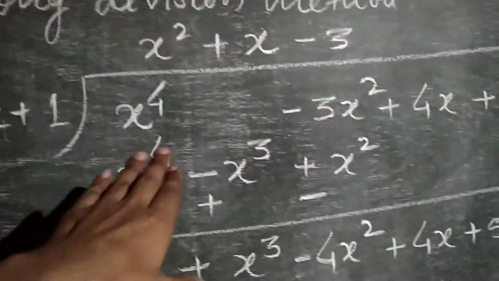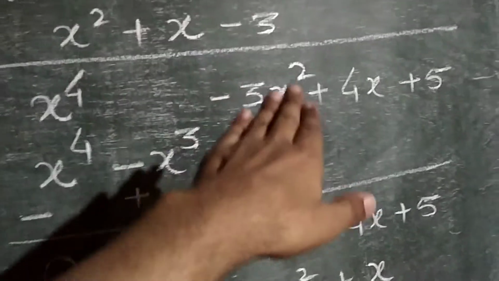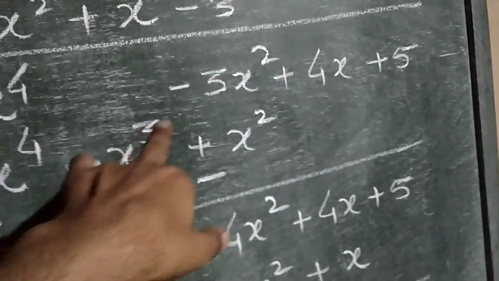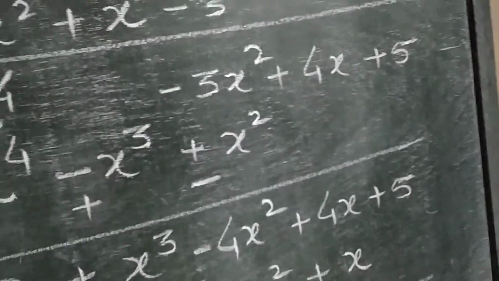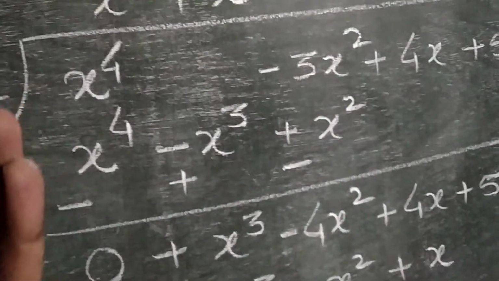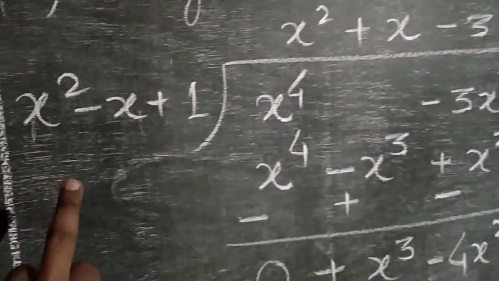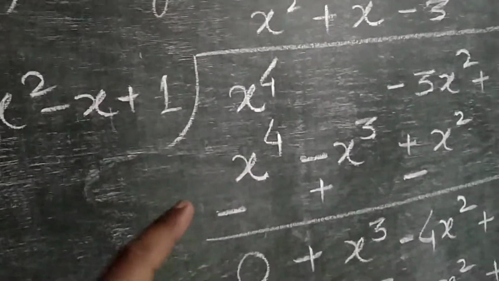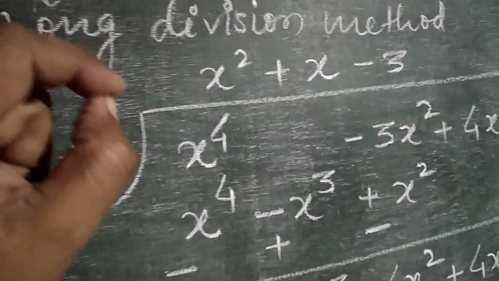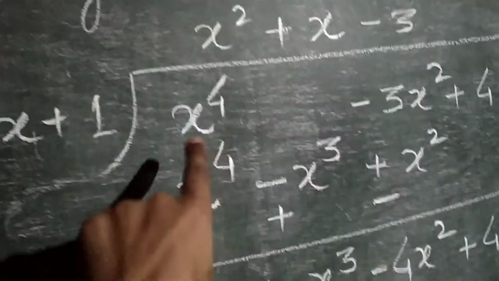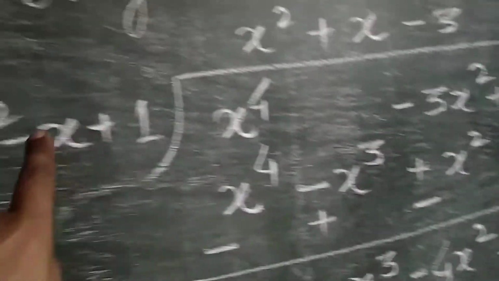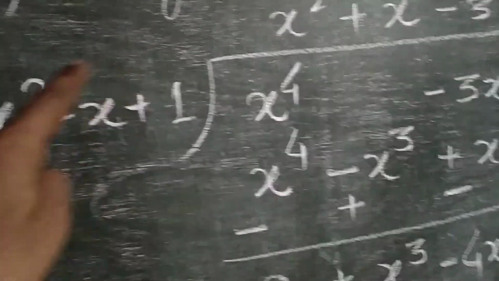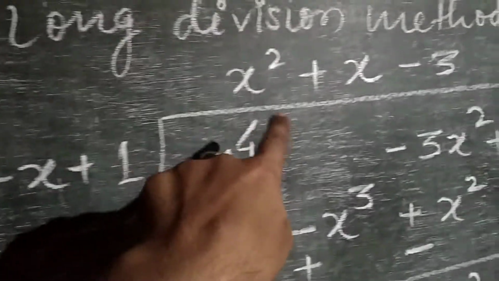So first we will write the dividend here, x to the power 4 minus 3x square plus 4x plus 5. Now here also I left some space as we did in the previous question. Here we will write the divisor, x square minus x plus 1. To obtain the first term of the quotient, what will we do? We will take the highest term of the dividend and we will divide it by the highest term of the divisor. So x to the power 4 divided by x square, what will we get? We will get x square.